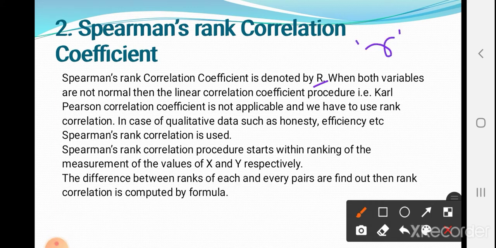r. When both variables are not normal, then the linear correlation coefficient procedure, that is Karl Pearson correlation coefficient, is not applicable. That means if the data is in quantitative form, then and only then the Karl Pearson correlation coefficient is used. And if your data is in qualitative form, then the Karl Pearson correlation coefficient is not applicable.